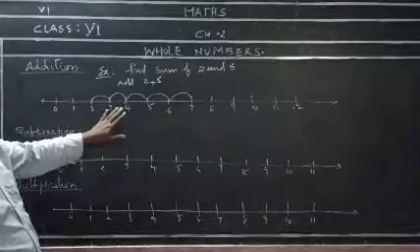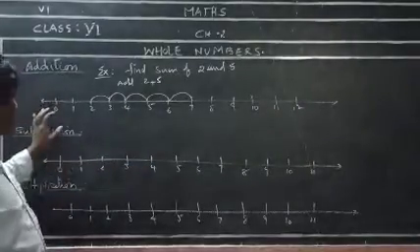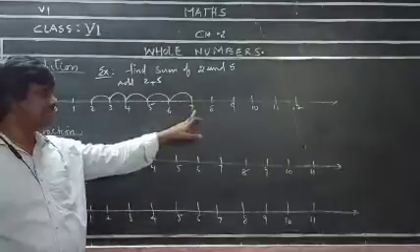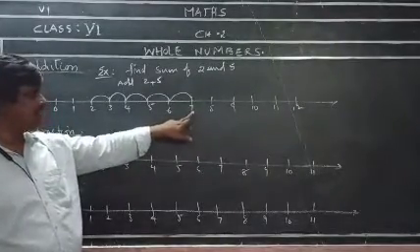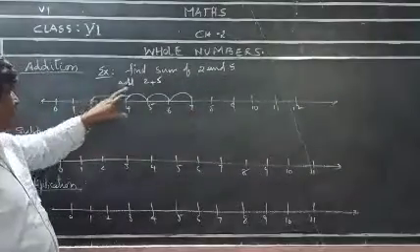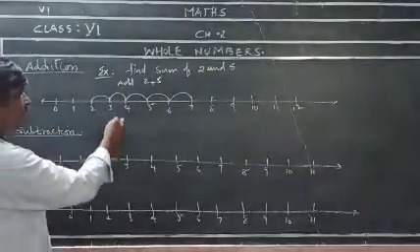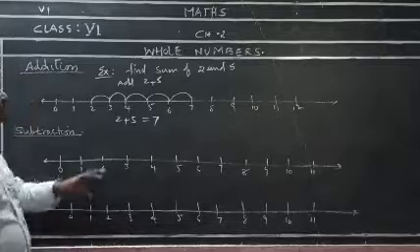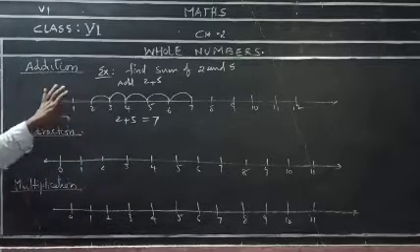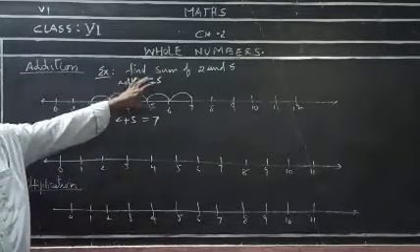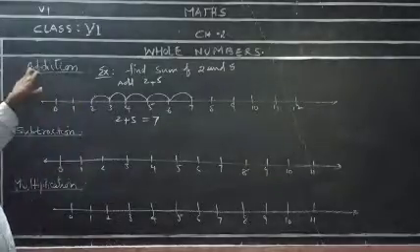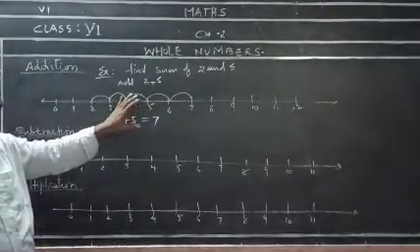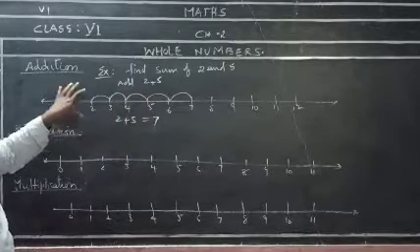So I am adding 5 units. So how much sum did we get? Up to 7. That means this 7 is the sum of this 2 and 5. That means 2 plus 5 you can write as 7. So in this way you can represent the sum of the whole numbers. That is addition. Addition of 2 whole numbers is like this. That one will get reflected on the number line.